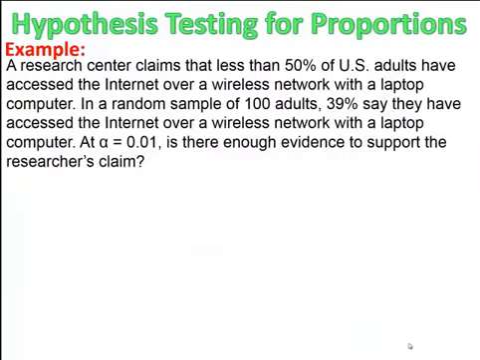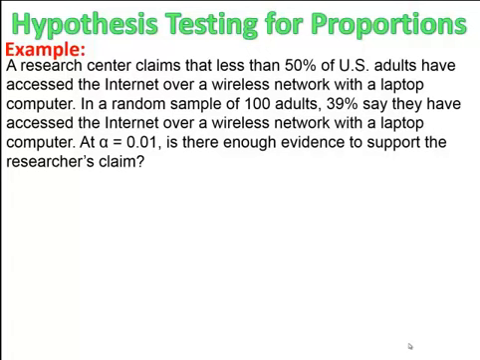So now we're going to put it all together in an example. We have a research center that claims that less than 50% of U.S. adults have access to the internet over a wireless network with a laptop computer. In a random sample of 100 adults, 39 say that they have accessed the internet over a wireless network with a laptop computer. At an alpha level of 0.01, is there enough evidence to support the researcher's claim?